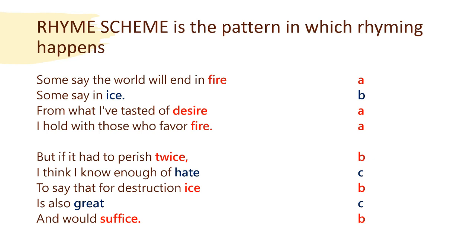So that's all for today, students. We have finished off with the explanation of poem 2, Fire and Ice by Robert Frost, and we also discussed the literary devices in the poem.